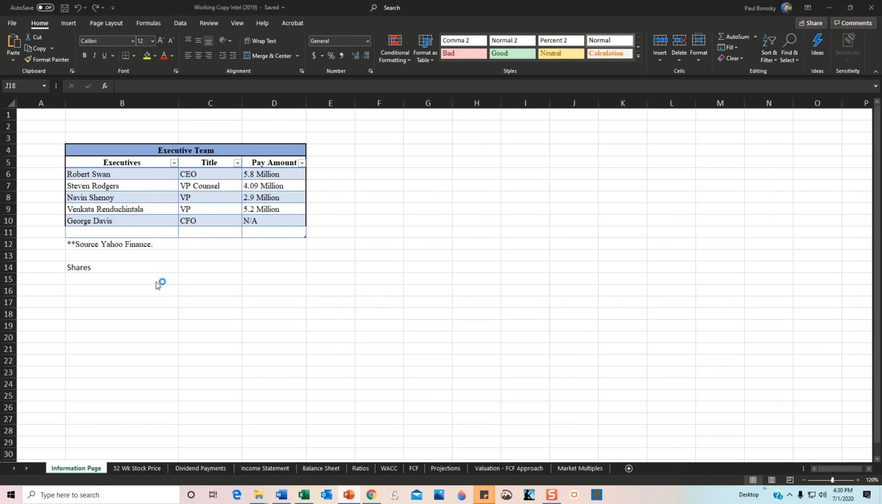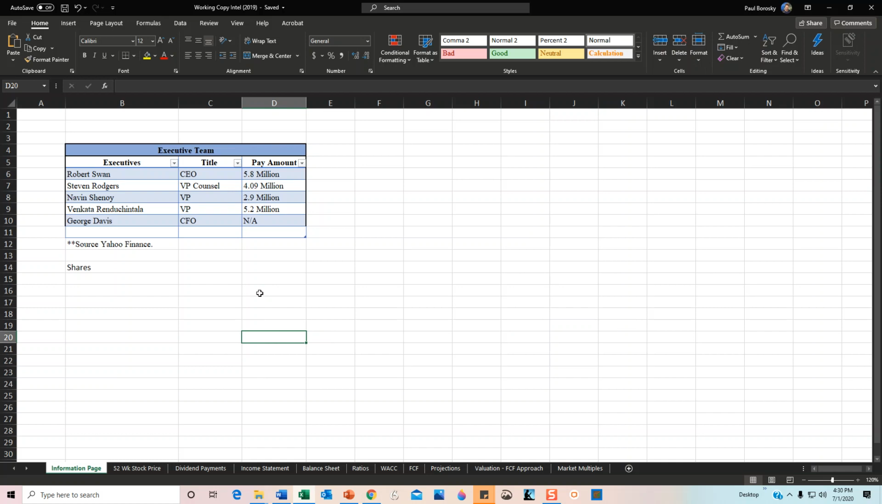When I do my financial analysis, the first thing I always do is take a look at the executive team. I want to get a good idea as to how much the organization is paying their executives. If they're paying them not enough, what's going on? If they're paying them an exorbitant amount, why? Or is the company really doing that fantastic?